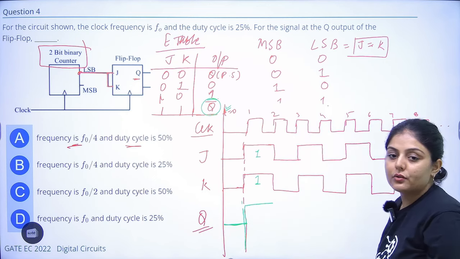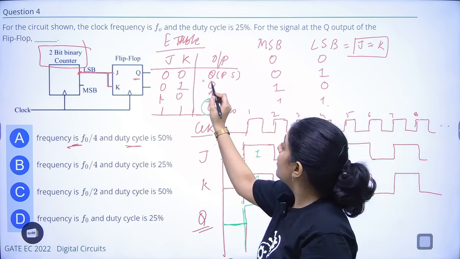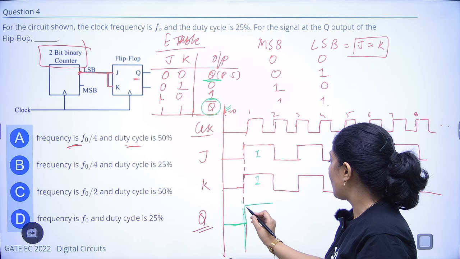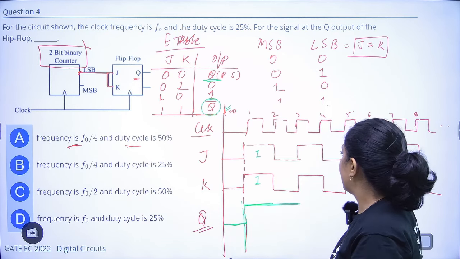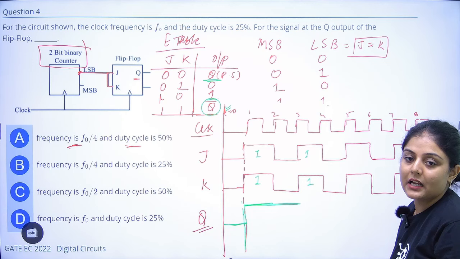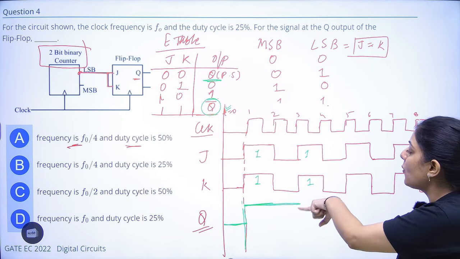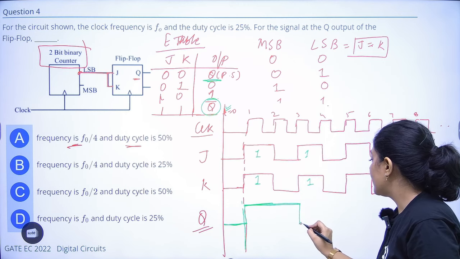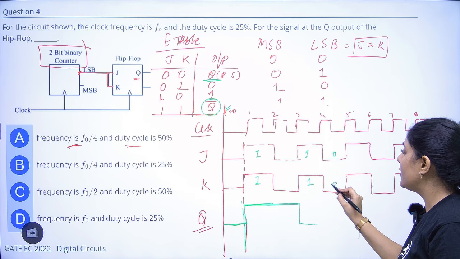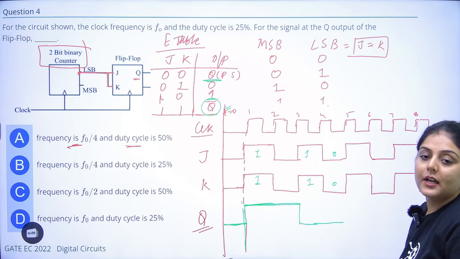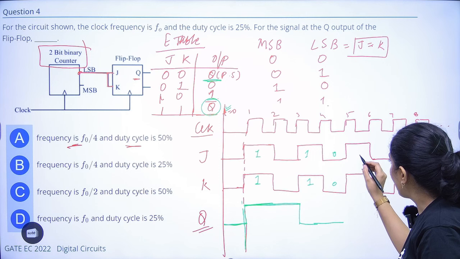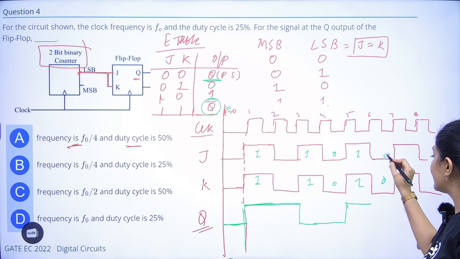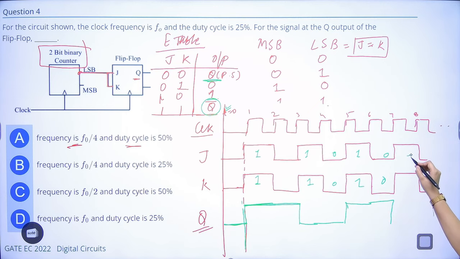Now both are equal to 0. That means it will remain in the previous state, which was 1. Again, it is 1 and 1, so it will toggle the previous state. When both are 0, it will remain in the same state. Again both are 1 and 1, so it will toggle. Both are 0 and 0, it remains in the same state. And again 1 and 1, toggle.